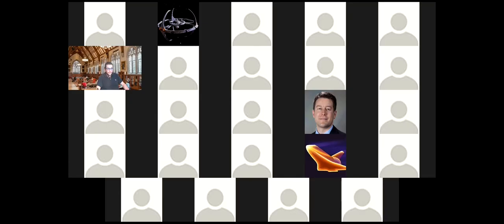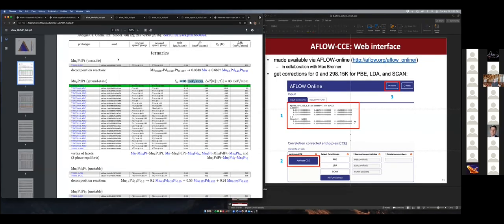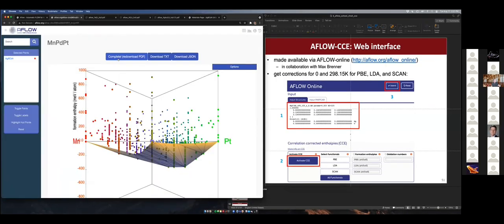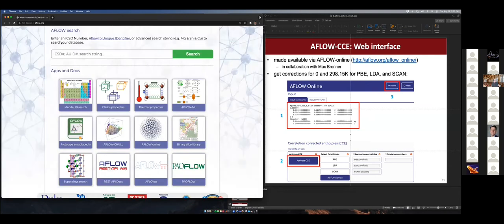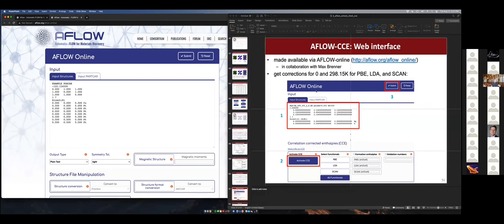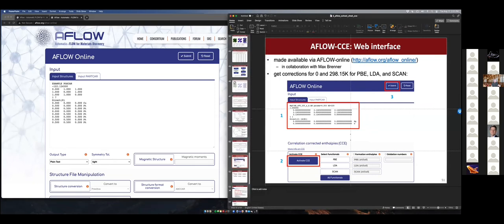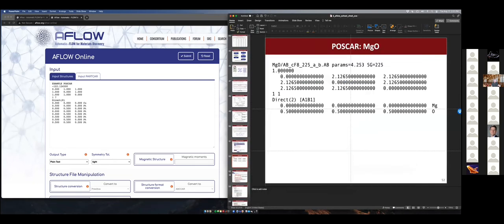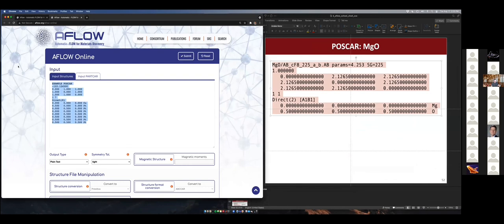And I'm going to share my full screen. I'm going to close out the convex hull here. And we're just going to go to aflow.org and we're going to go to AFLOW Online. Okay. So on the slides, if you downloaded the PDF, you're going to get a structure on the next slide. You should be able to copy the contents of that and paste it into the AFLOW Online portal here.